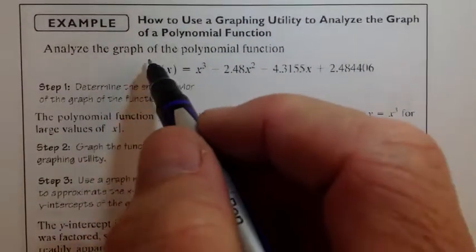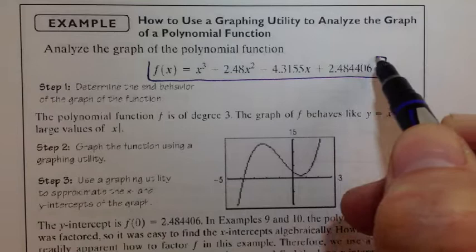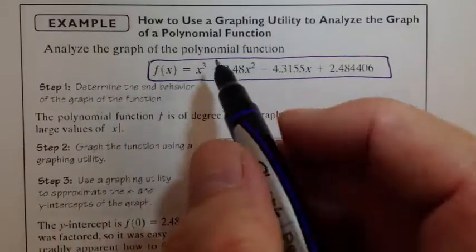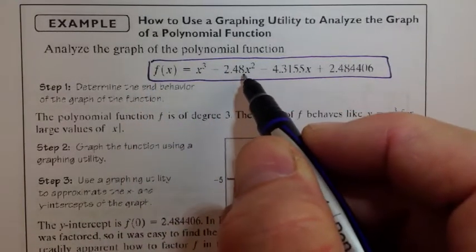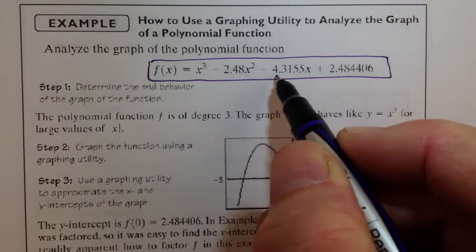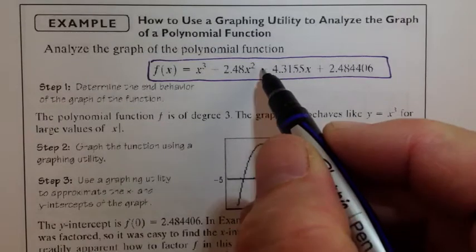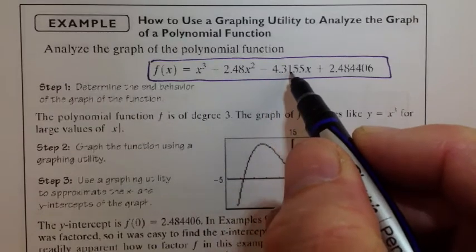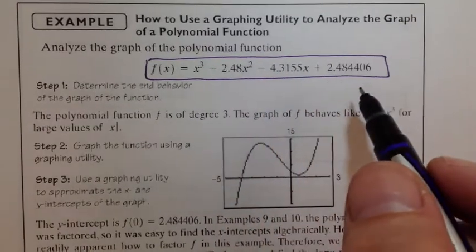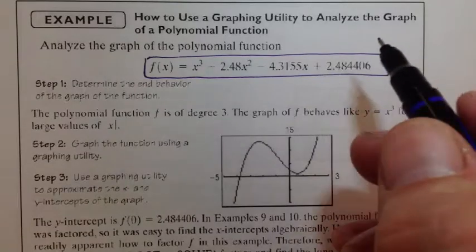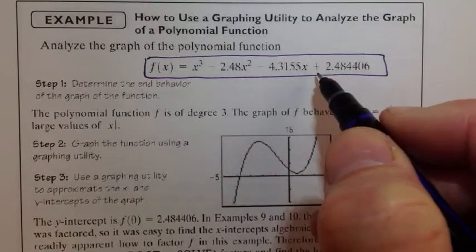Just going to walk you through a whole slide here. Here we have the function. You should type this into your graphing calculator. I don't know if you can see that or not. x cubed minus 2.48 x squared minus 4.3155x. Did I say that right? Now I'm really concentrating on what I'm saying in my videos. I don't lose any more bets.